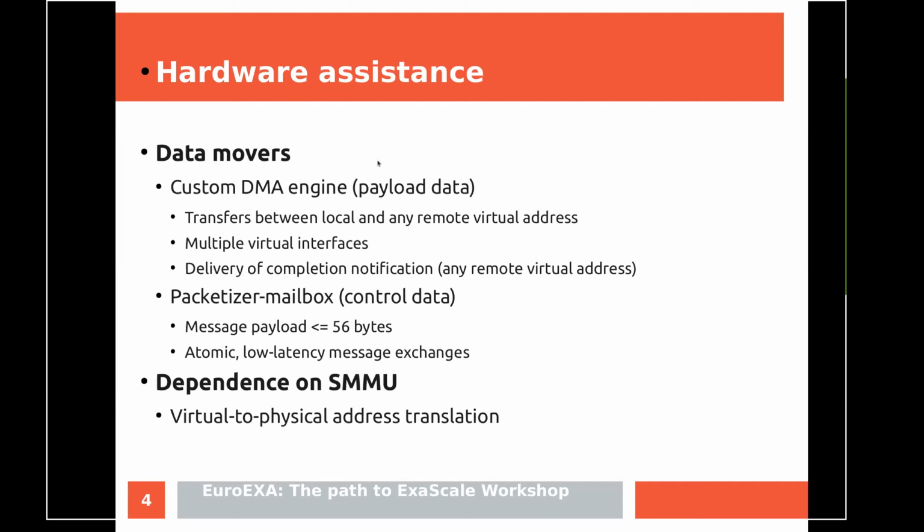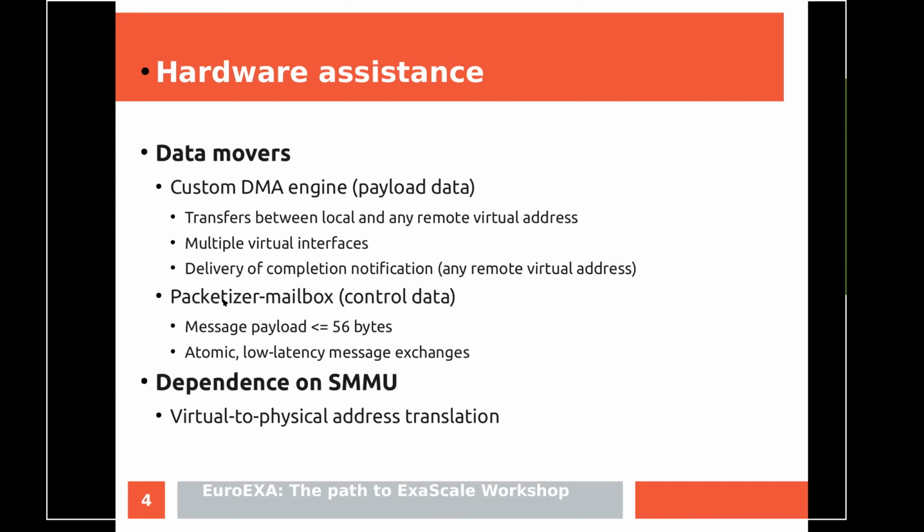As far as the hardware blocks that we depend on for developing the MPI environment, for data movers, we have used this DMA engine that Nikos provided enough details on in the previous talk. We used this custom DMA engine developed at Forth to convey the payload data. And some of the features that we exploit is that it is able to handle transfers between any local and any virtual remote address. It also supports multiple virtual interfaces. And the interesting feature also is that we can have a delivery of completion notification to the remote site so that the peer process can know that the transfer is complete.